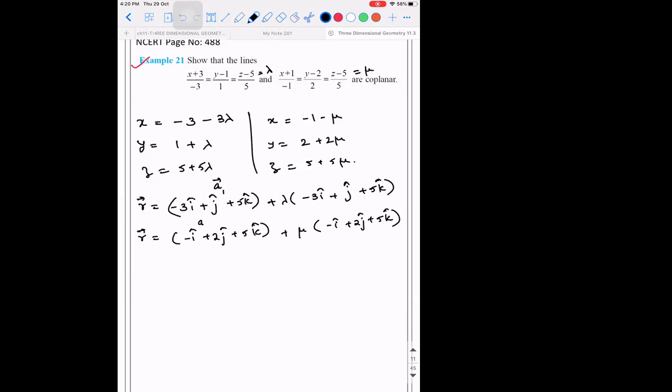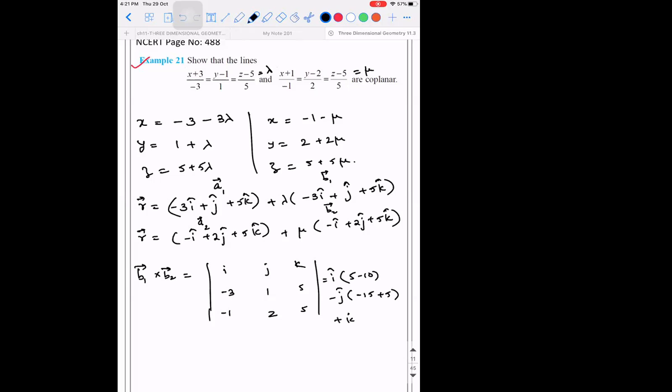There is A1 vector, there is A2 vector, this is B1 vector, there is B2 vector. So between B1 and B2, what are we supposed to do? Do the cross product. Between A1 and A2, subtract them, do the dot product between both. So what is B1 vector cross B2 vector? Tell me directly. i j k, minus 3 1 5, minus 1 2 5. So i cap into 5 minus 10, minus j cap into minus 15 plus 5, plus k cap into minus 6 plus 1.